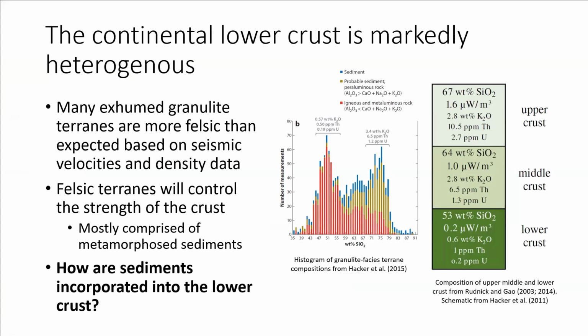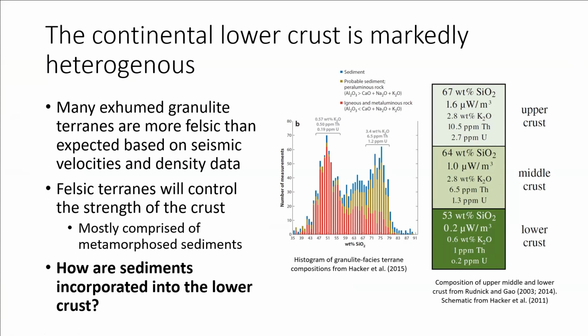So we typically think of the continental crust as being chemically stratified into an upper, middle, and lower crust. And you can see that in the crustal schematic with Rudnick and Gao estimates. However, when we look at exhumed granulite-facies terrains that are interpreted as being lower crustal, we see that a large proportion of them are much more silicic than expected. You can see that here in this histogram of granulite-facies silica content.